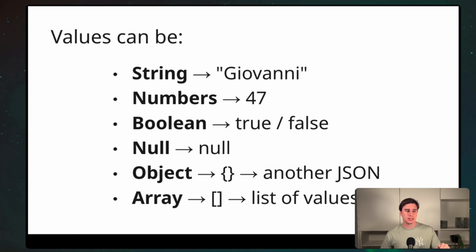Values can be strings, and you see Giovanni, so my name; numbers, so 47; Boolean, which means either a true or a false value; null, which basically means it's just returning no data; object, you can have a so-called nested JSON, which means a JSON inside another JSON, and they are inside curly brackets; and arrays, which is a list of values. Now we're going to see everything in detail.